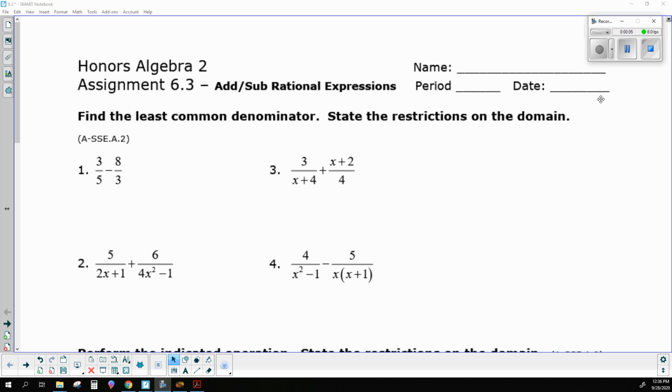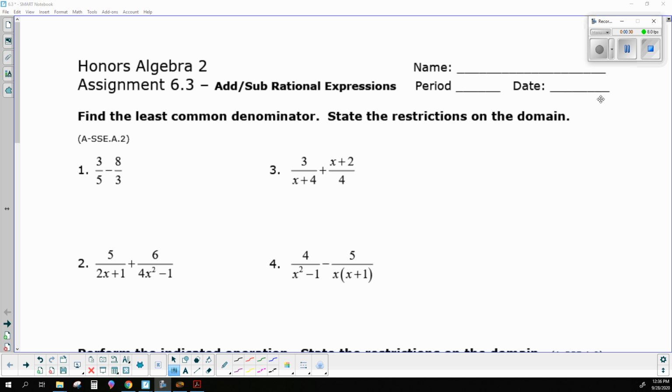Continuing our lesson with rational expressions, we are going to learn how to add and subtract them. With any fraction, to add or subtract, you must have a common denominator. So let's use number 1 just to help us identify common denominators. Our denominators on number 1 are 5 and 3. So the least common multiple for those two is 15.